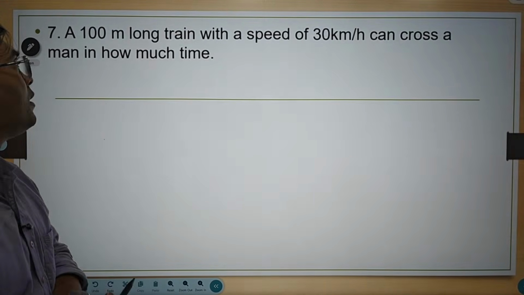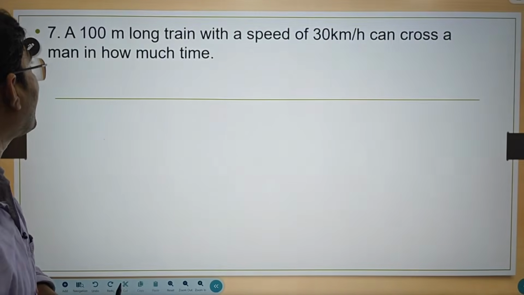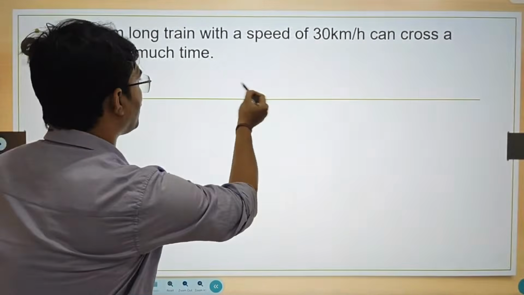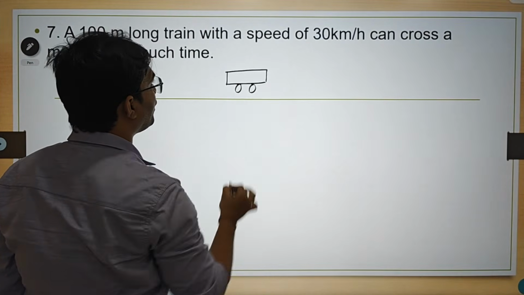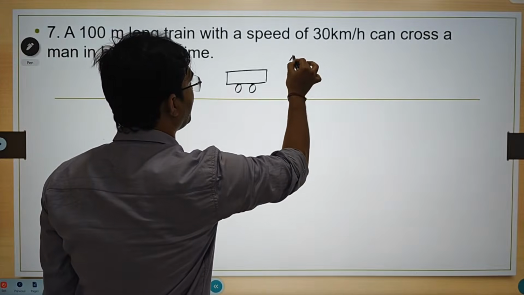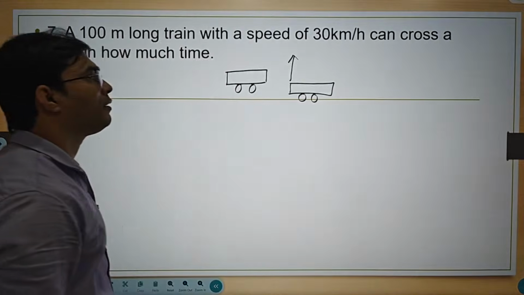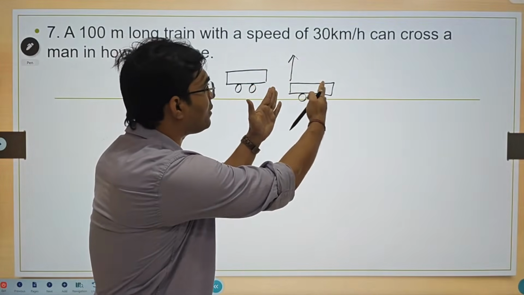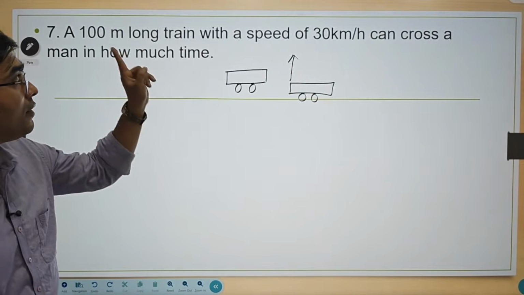What is next? A 100-meter long train with a speed of 30 km per hour can cross a man in how much time? Right. Now see one thing. Suppose this is a train, and the train is crossing a man. Suppose the man is standing here. Train is crossing a man means the train is crossing itself, or the distance traveled by the train will be equal to the length of the train.